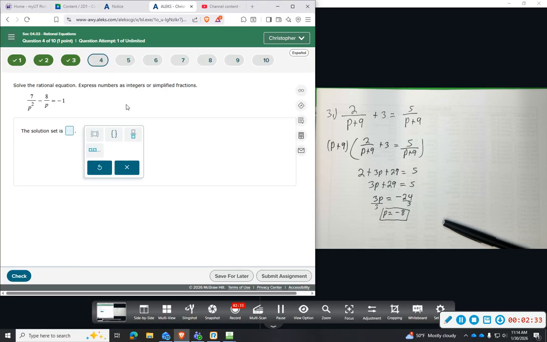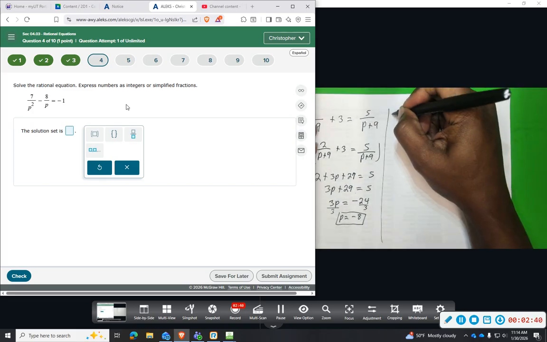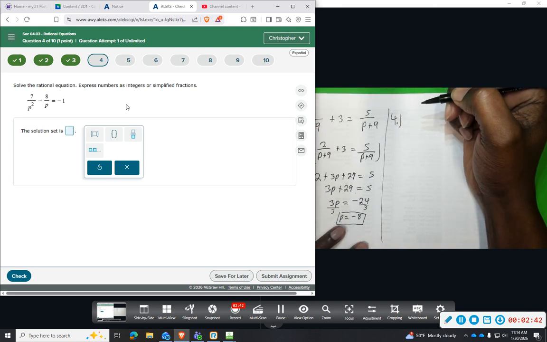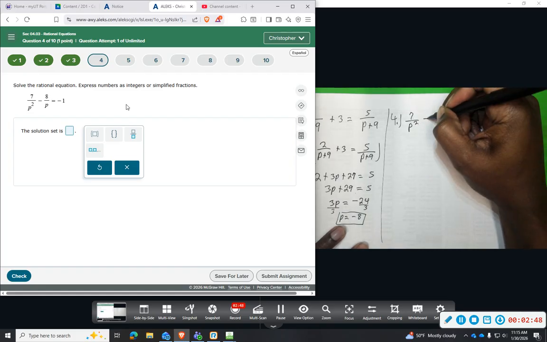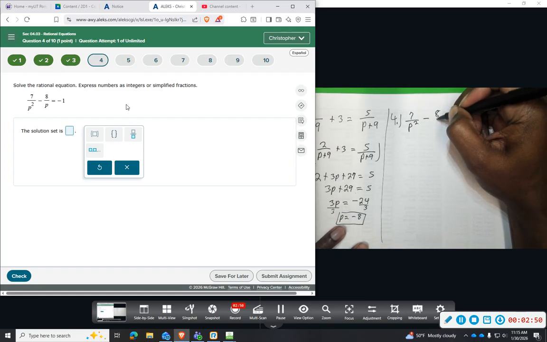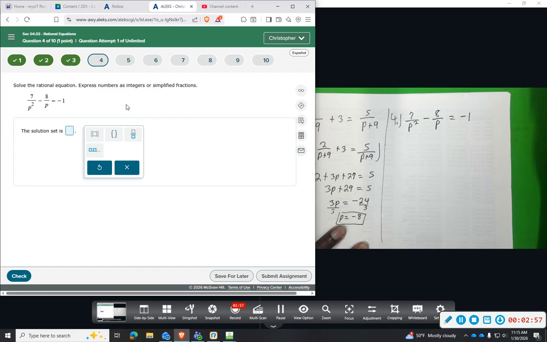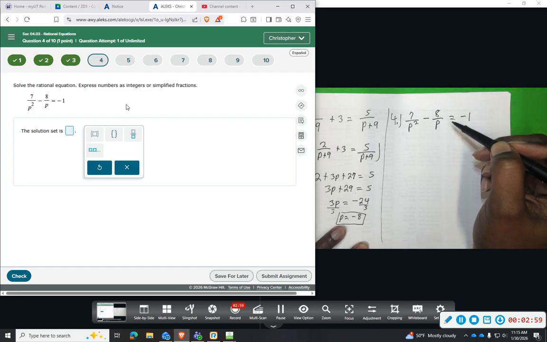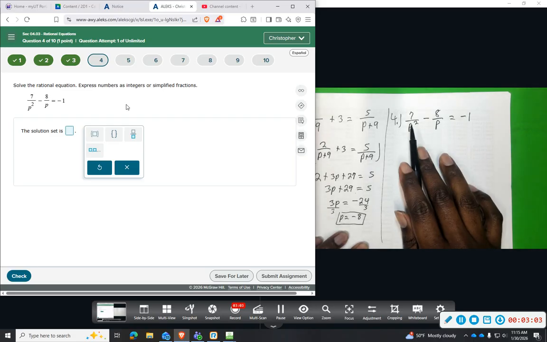All right, number 4, we're going to solve this rational expression. We have 7 divided by p squared, and then 8 divided by p equals a negative 1. So common denominator, this is p squared, and this is just a single p.